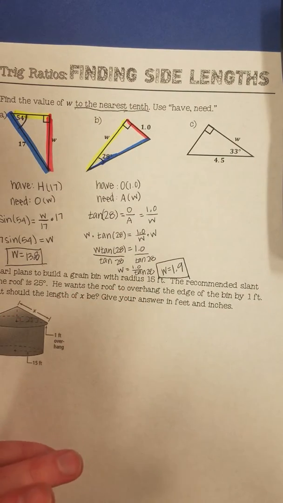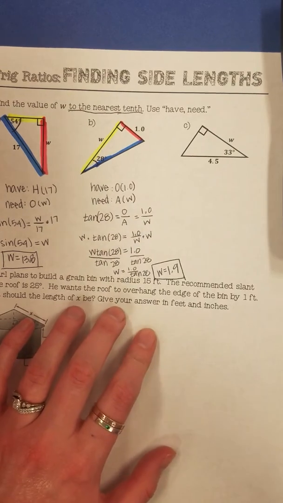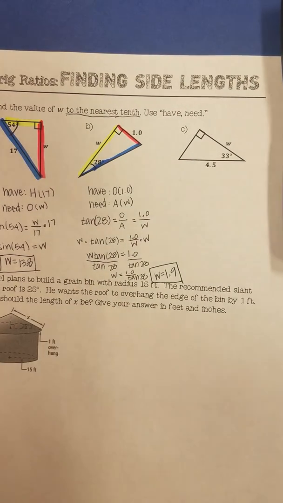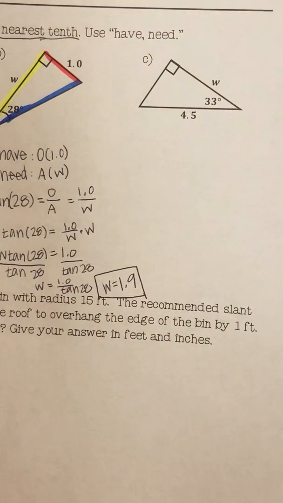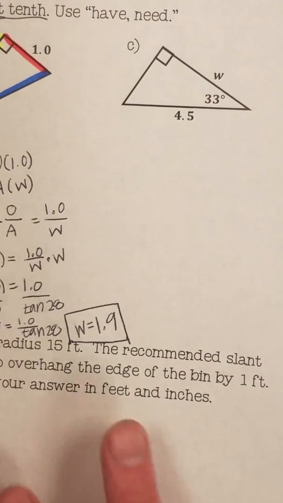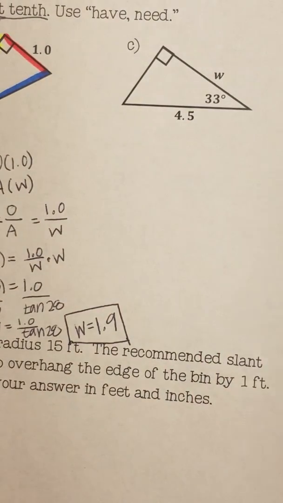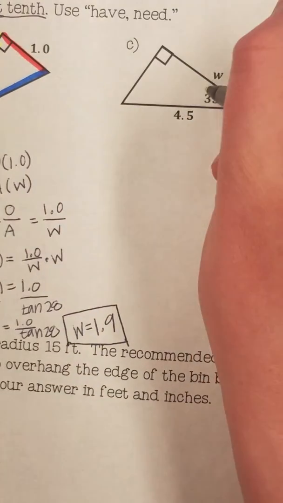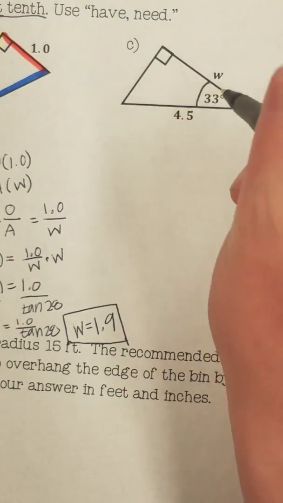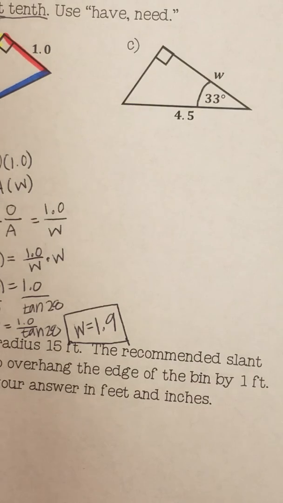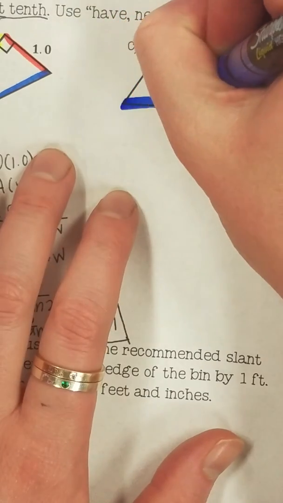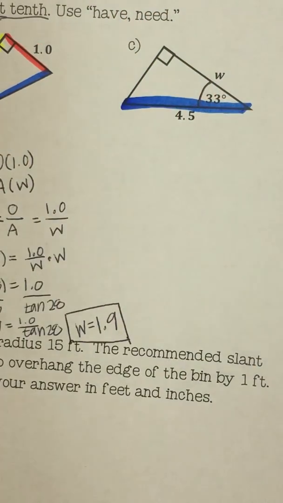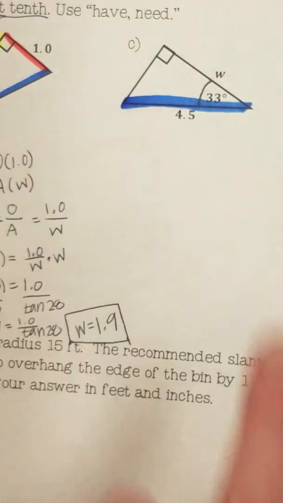Okay, now it's time for example C. I'm going to walk you through what we have and what we need, and hopefully you guys can work through it yourself. Okay, we're looking at this 33-degree angle right here. This is the angle we're focusing on. We have our hypotenuse. And I'm not even going to highlight the one that we don't need. So we're looking for this W here.